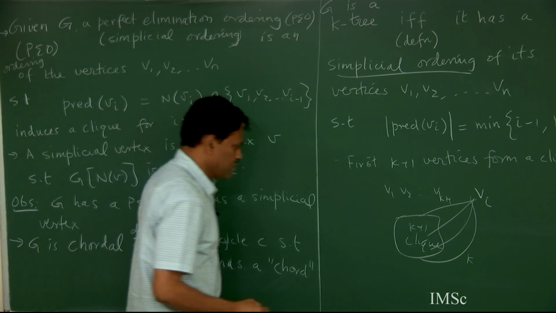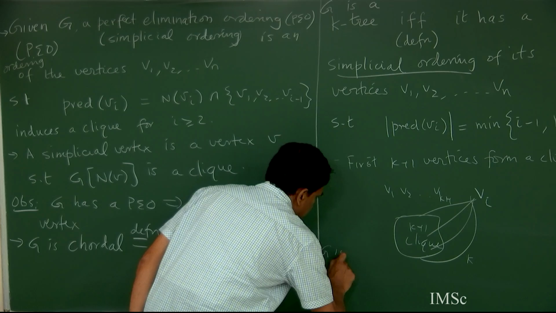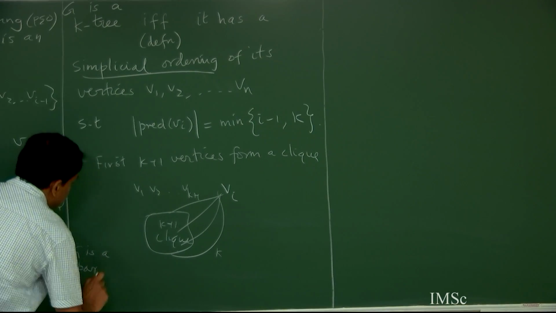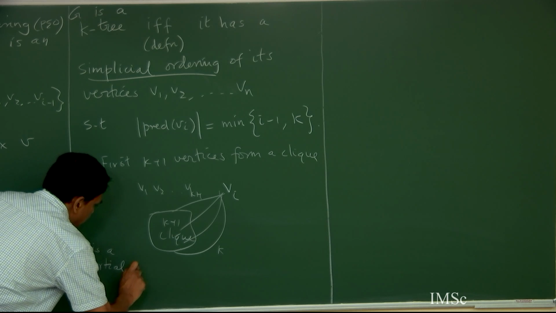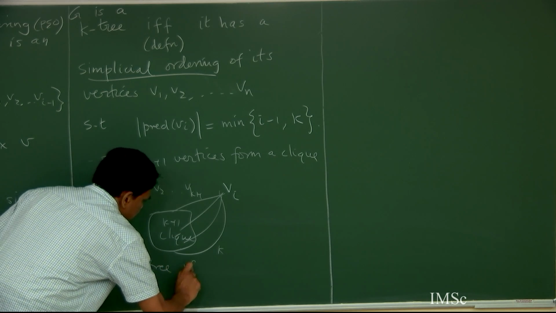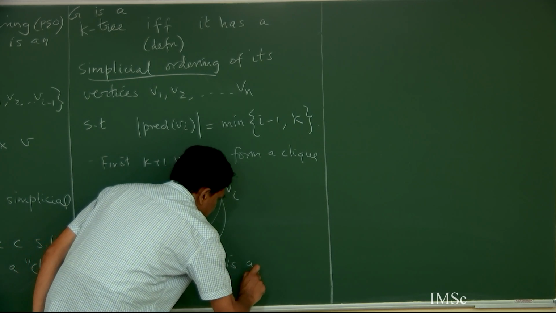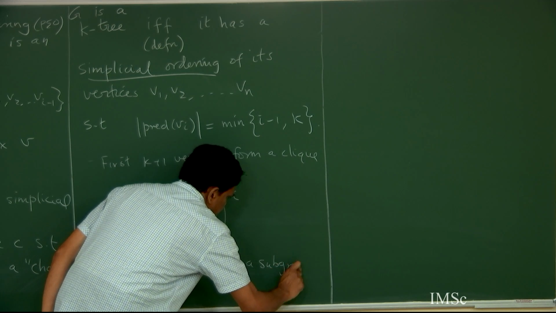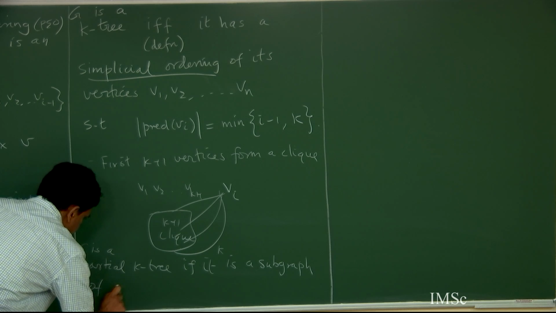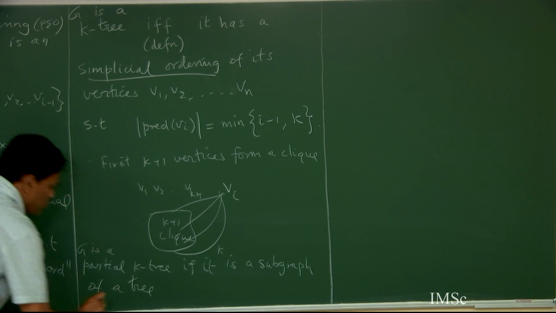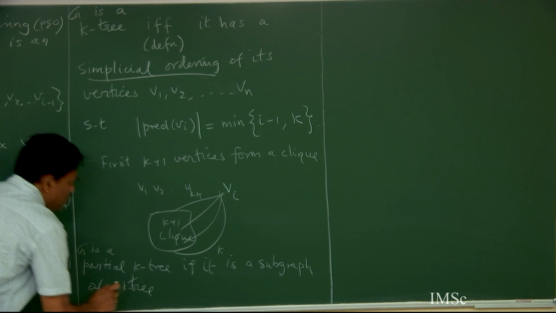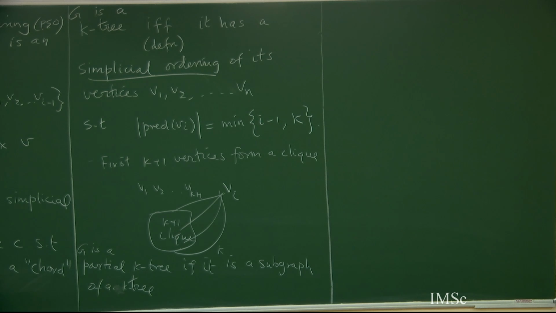But I am going to define a partial k-tree. This is just for convenience, this very strict definition, but here I am going to loosen things. A graph is a partial k-tree if it is a subgraph of a k-tree. So that means its neighbors need not be a clique and all that. I have just loosened the whole thing, because subgraph means I can just delete some edges.